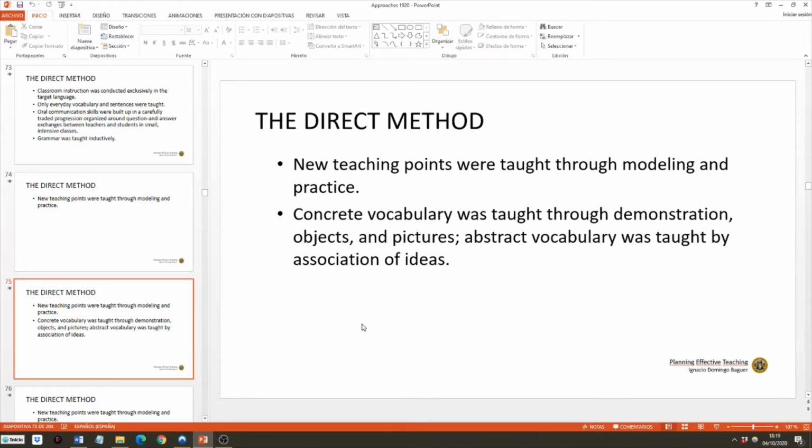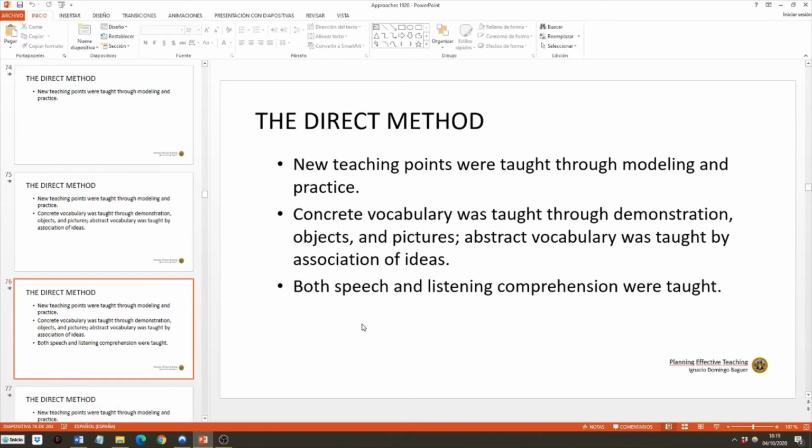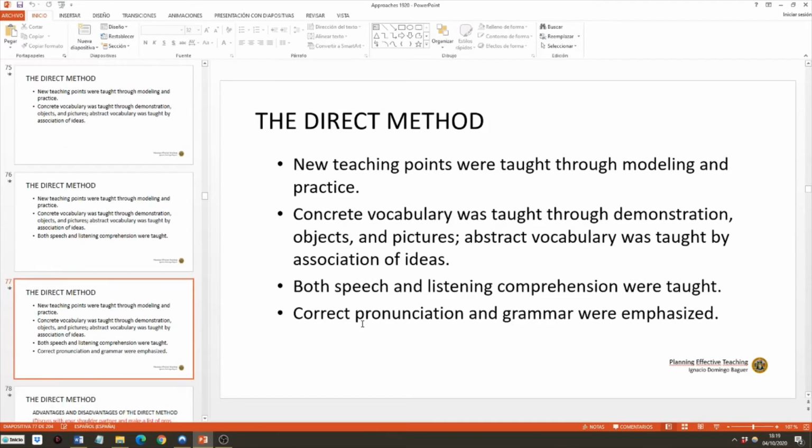Grammar is taught inductively, that is, there is no explicit grammar teaching. Vocabulary is taught by mimicry, association, use of realia, etc., and never using translation. Remember, only the target language can be used.